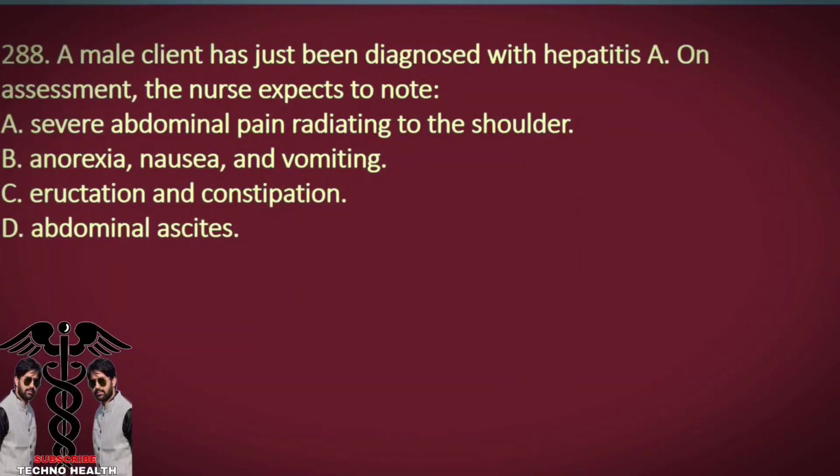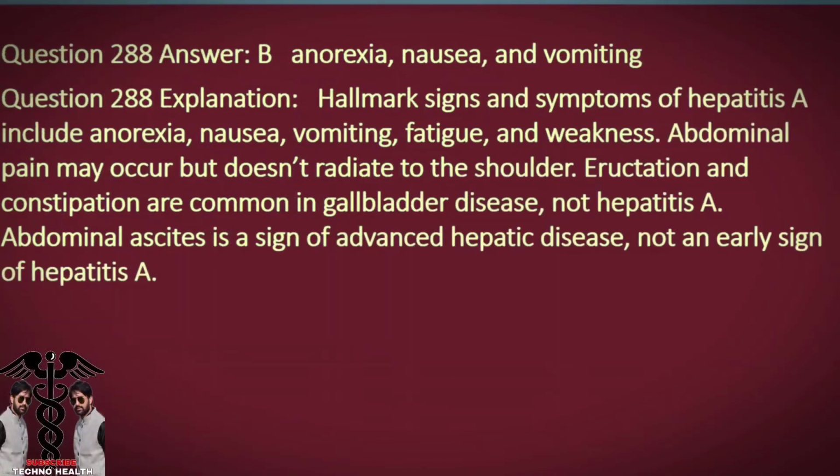Question 288. A male client has just been diagnosed with hepatitis A. On assessment, the nurse expects to note: A. Severe abdominal pain radiating to the shoulder. B. Anorexia, nausea, and vomiting. C. Eructation and constipation. D. Abdominal ascites. Question 288. Answer: B. Anorexia, nausea, and vomiting.